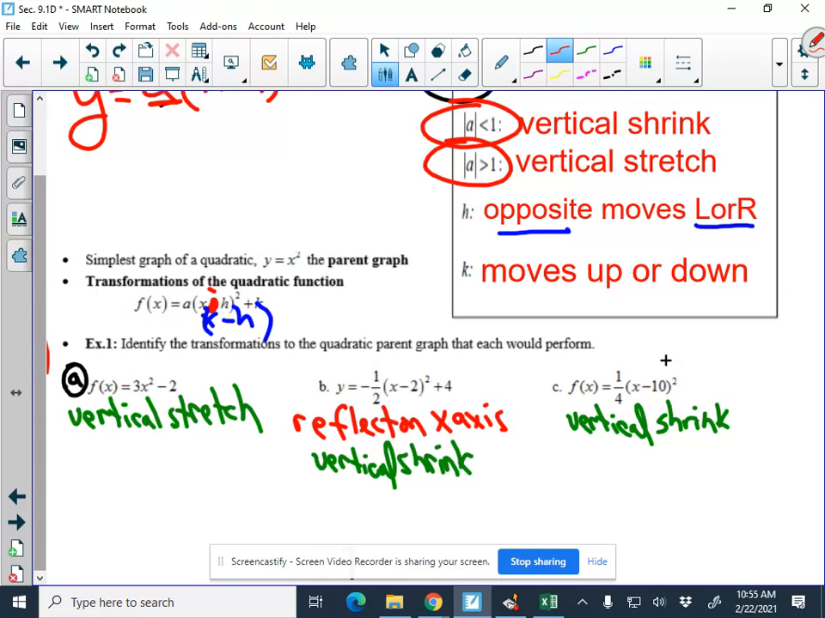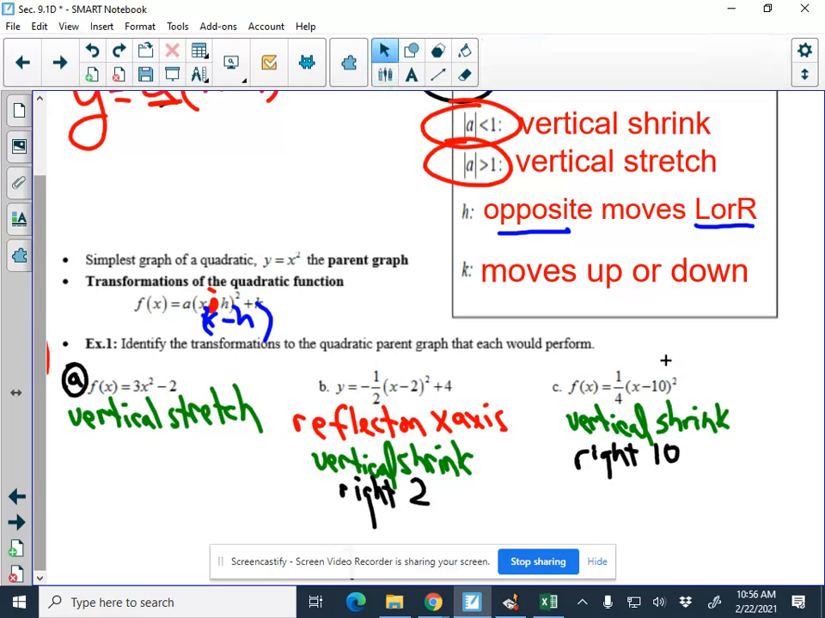Part B, does it move left or right? Which one? Right 2, because it's x minus 2. So that one we say it moves right 2. How about this one? Seeing if you know, what is it going to move? Right 10. Okay. Remember, the negative, you would think the negative moves left. Both these have the negative, so this one's right 2, right 10. Okay.